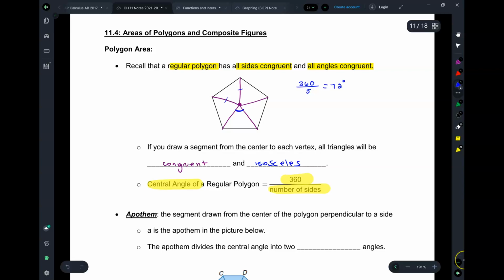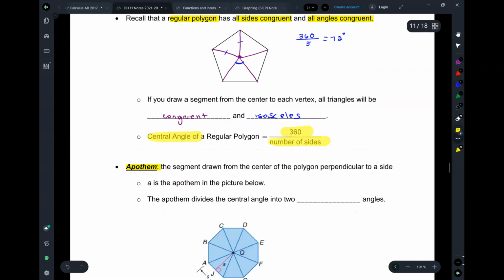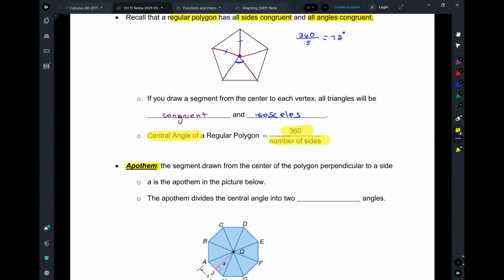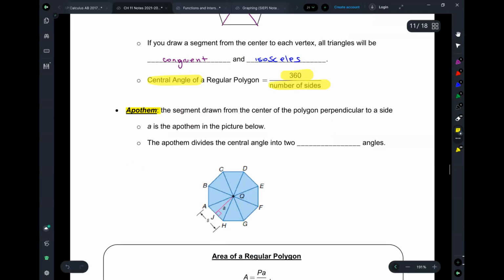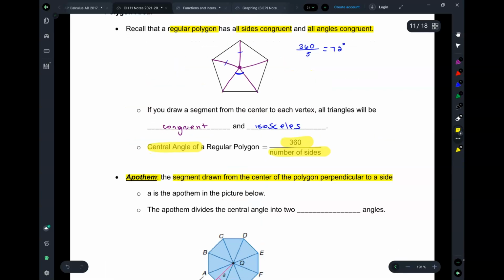Okay? Now, the next thing we're going to talk about is this word here. This is the apothem. Most people mispronounce this and they call it apothem. This is not the apothem, it's the apothem. Okay? And the apothem is the segment drawn from the center of the polygon perpendicular to a side. So for example, if I were to take, here's the center, go down perpendicular to a side, that's A. Right? That's the apothem.